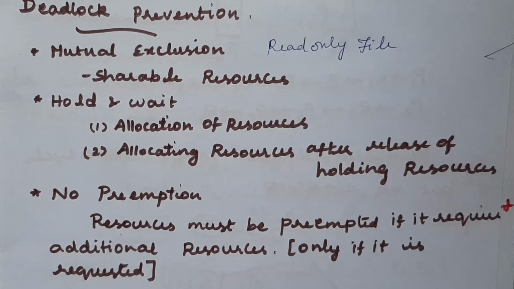The second protocol is allocating resources after the release of holding resources. We need to allocate resources only if it releases all the resources, which means if there is one process and the process is requesting some resources, but already it is allocated some other resources. So if it is requesting new resources, we have to make the process release all the old resources whatever it is allocated already. Only after releasing all the resources can the new resources be allocated.